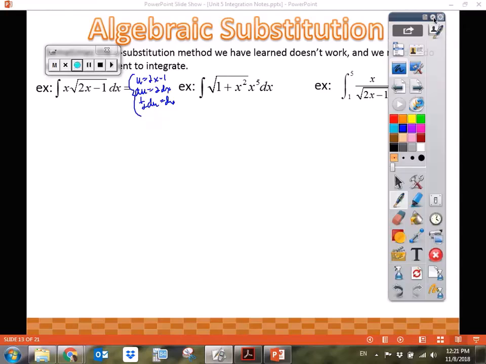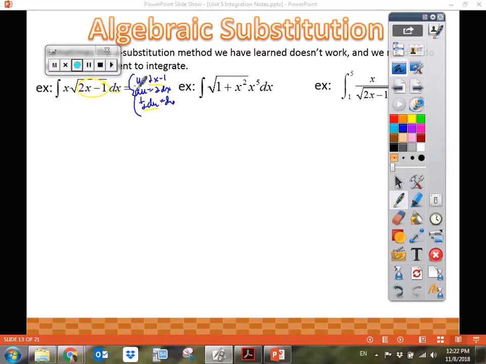So let's go through here. This portion would be taken over by the u, and then this dx would be taken out by the 1/2 du, but notice how we have an x left over. When that happens, we should try this algebraic substitution technique. It won't always work, and if it doesn't, that means we need to try a different integration technique, which we'll learn next semester. But what we would do is try.